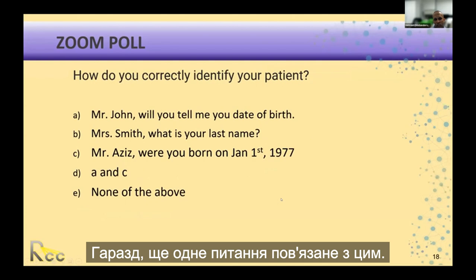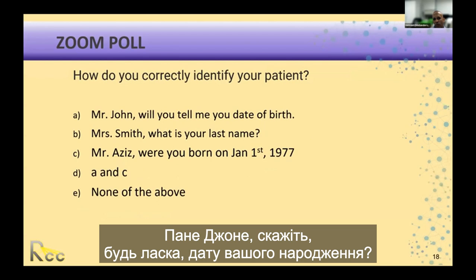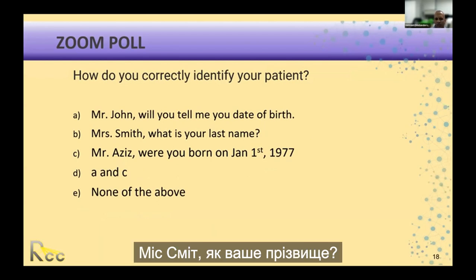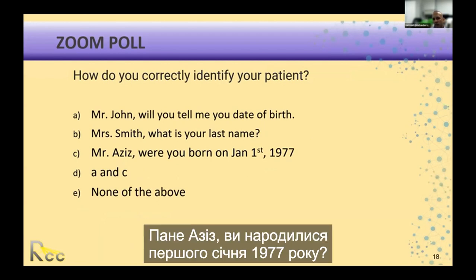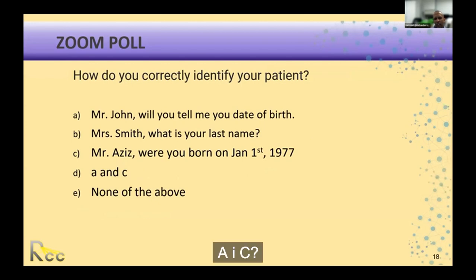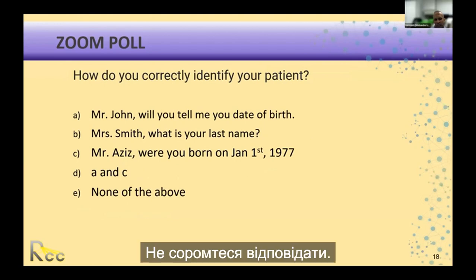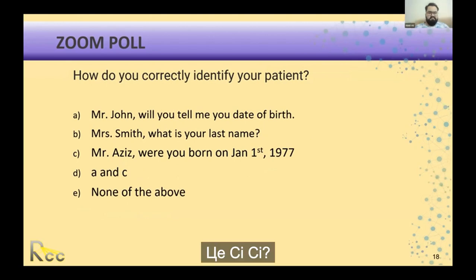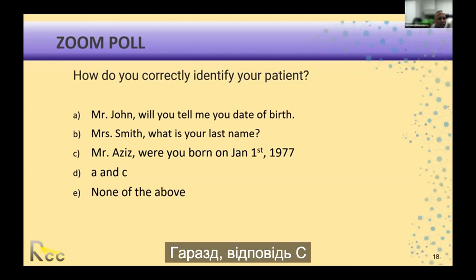All right. Another question is connected to this one. How do you correctly identify your patient? A: Mr. John, will you tell me your date of birth? B: Ms. Smith, what's your last name? C: Mr. Aziz, were you born on January 1st, 1977? D: A and C. E: None of the above. Feel free to answer. It's C? Okay. None of the above. All right. The answer is E, none of the above.